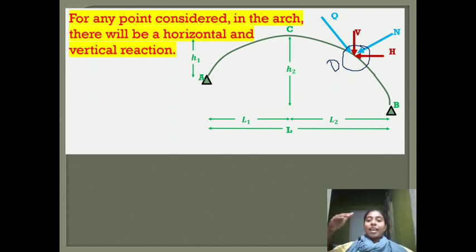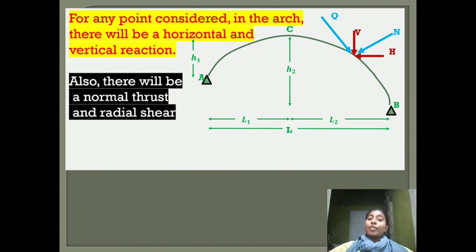Same way, the horizontal shear is also a summation of all the horizontal forces. See, when we say vertical shear, it is a summation of all the vertical forces either to the right or to the left of the section. When it is horizontal shear, it is a summation of all the horizontal forces either to the right or to the left of the section.